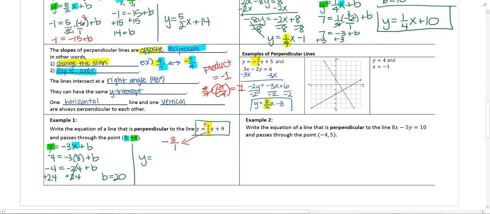Okay, so we just plug everything in. Remember to use this slope. And you don't have to write it over 1, just write -3. There it is. Okay, so now it's your turn. I want you to try example 2 completely on your own. Don't forget to maybe rearrange the equation that they give you so that you have it in slope-intercept form. All right, let's give it a try.